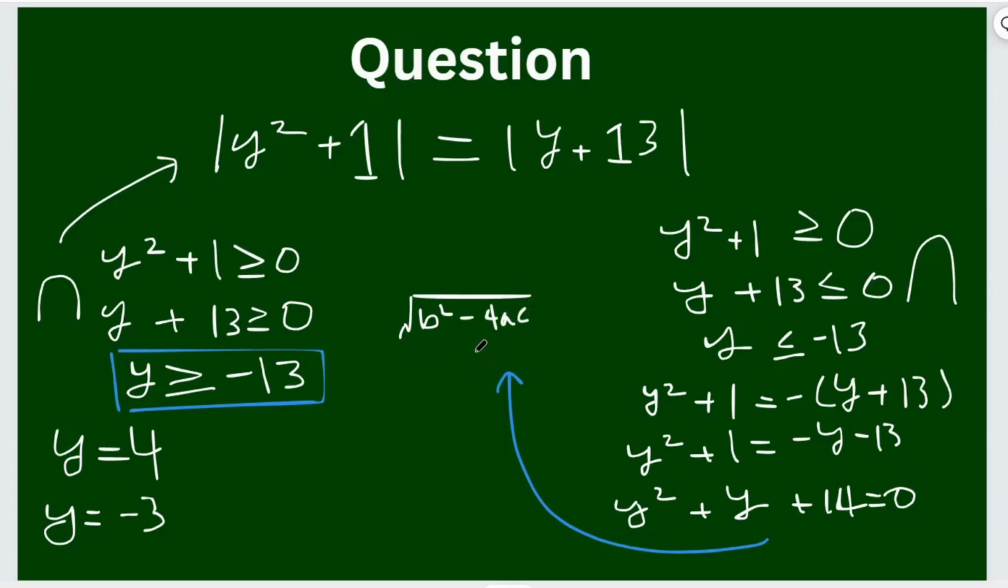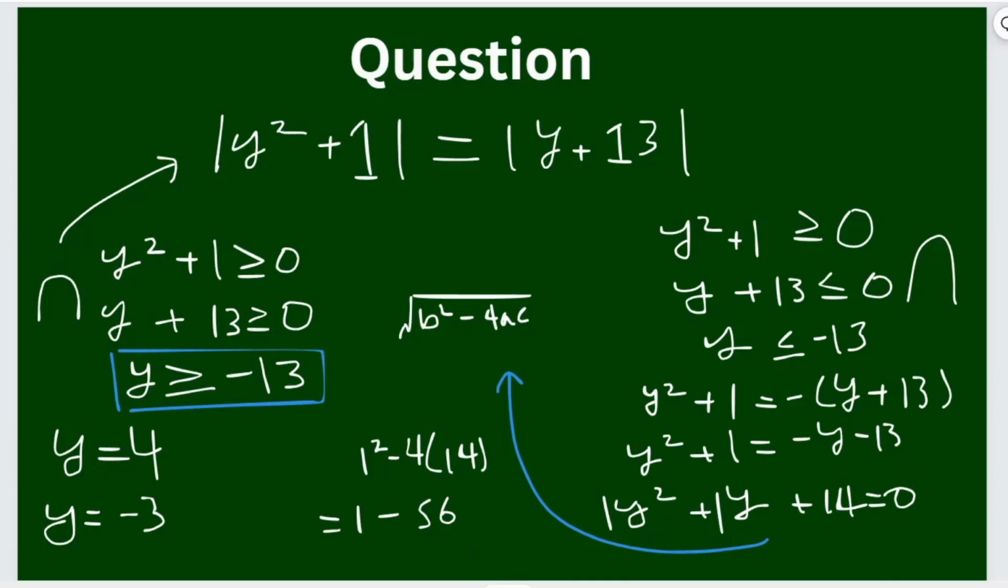Well, in this case, what is b squared minus 4ac? If you take b squared minus 4ac, b is 1, so that's 1 squared minus 4a, and then c, which is 14. Just looking at this, you can tell that there is no solution because 1 minus 56 is going to be negative, and the square root of a negative number is not a real number. So in this case, there is no solution.